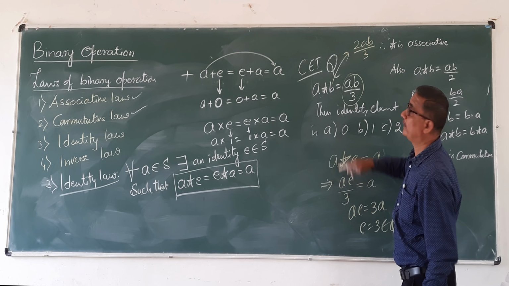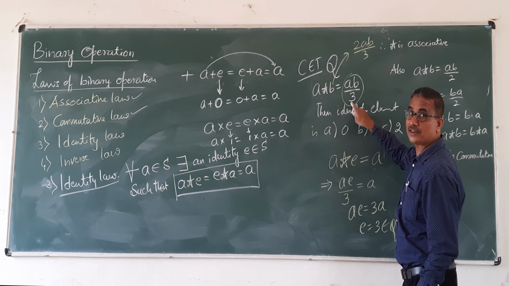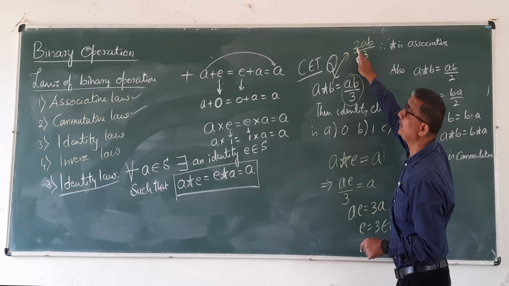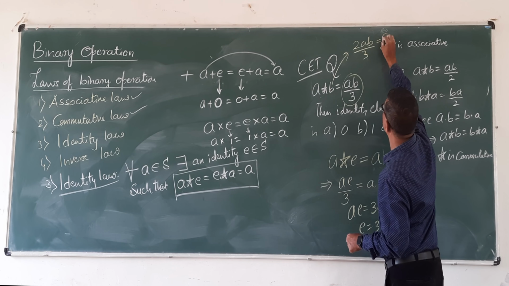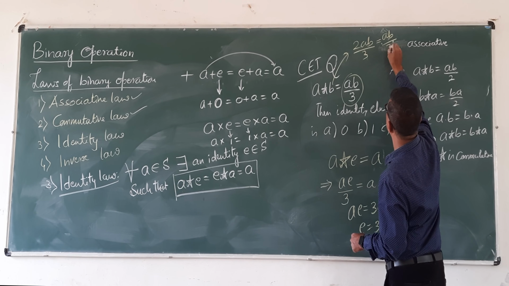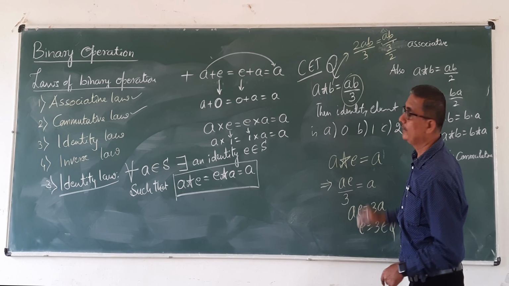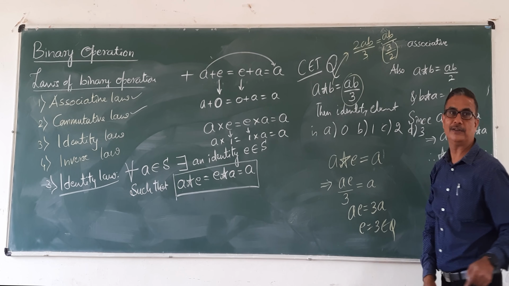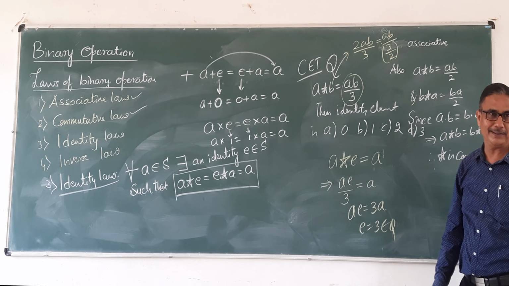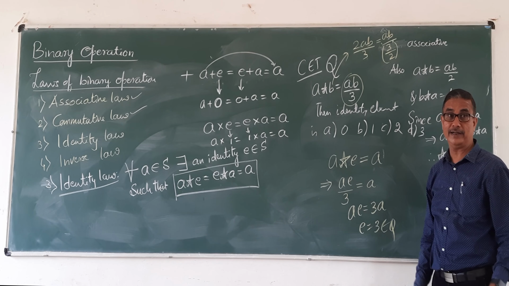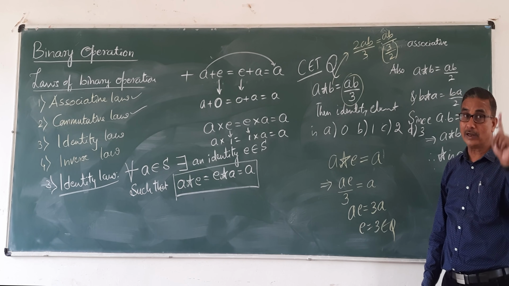ಈ ಫಾರ್ಮ್ಯಾಟ್ ಕನ್ವರ್ಟ್ ಮಾಡಿ. ಈಗ AB upon 3 is the identity denominator value, but if 2AB upon 3, this can be written as AB upon 3 by 2. So our denominator value is 3 by 2, so that identity element is 3 by 2. Remember, most important, they may ask one in annual exam, 1 mark question.